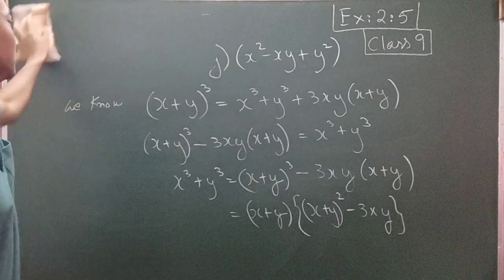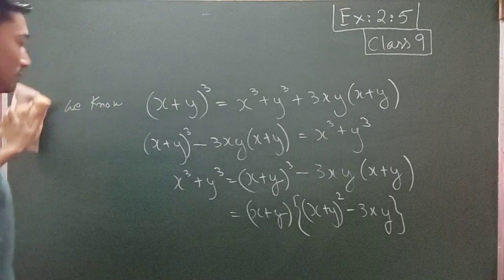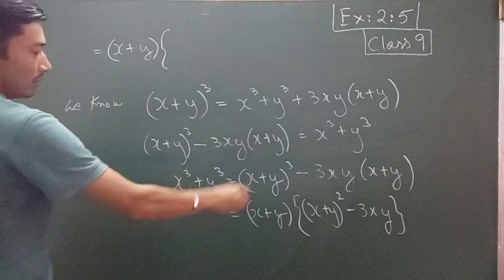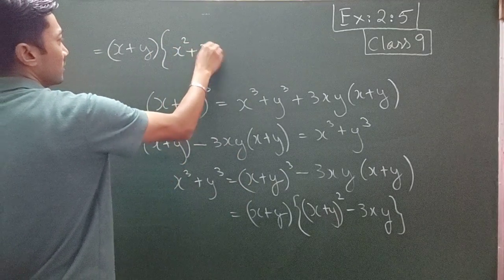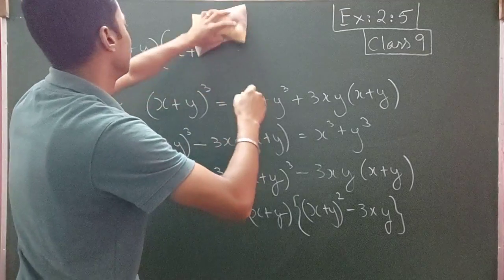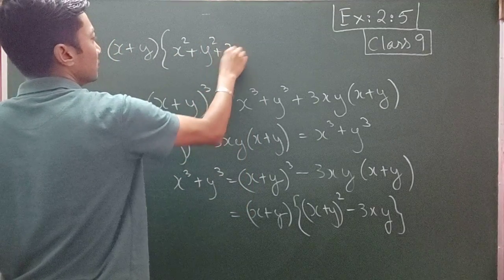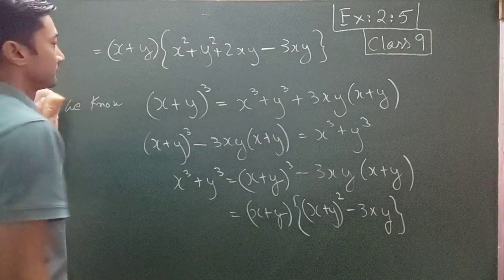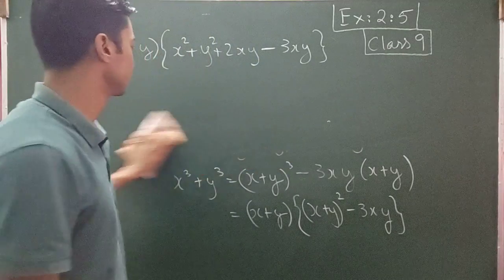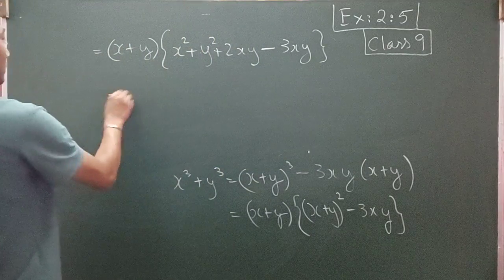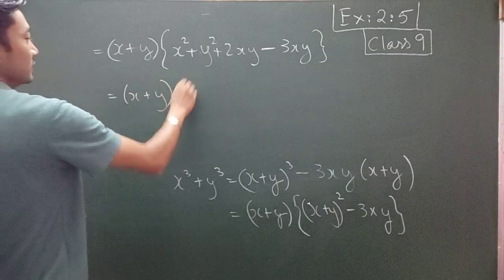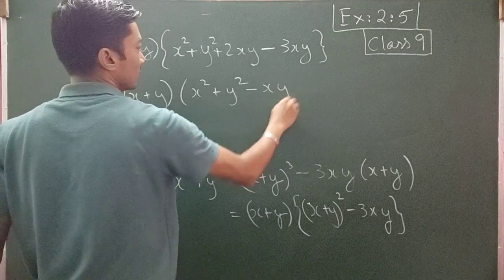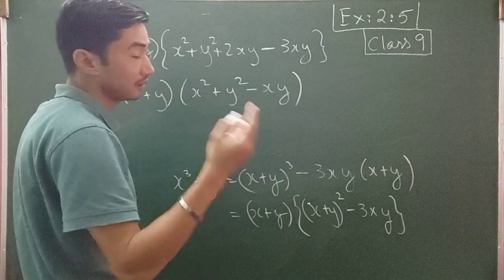So I'll continue. x plus y. Now x plus y whole square, I'll expand. a plus b whole square, not 2xy plus a. I'll just write like this: x square plus y square plus 2xy minus 3xy. So that's going to be x plus y, x square plus y square, 2xy minus 3xy, so minus, because 2 minus 3 is 1, 3 is bigger, minus 1.